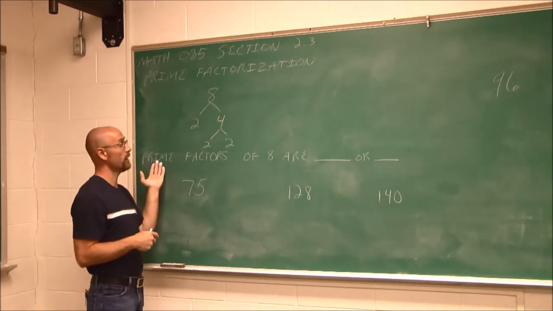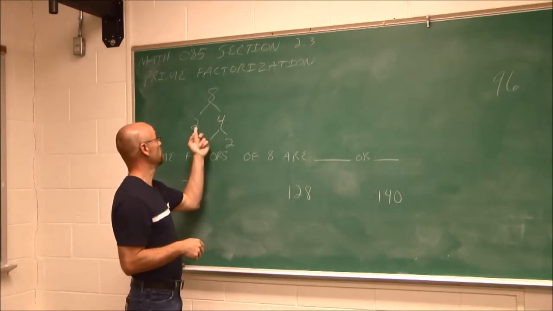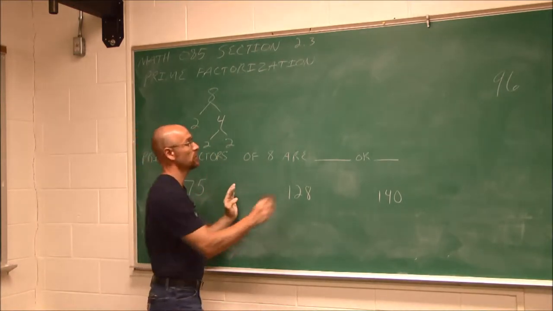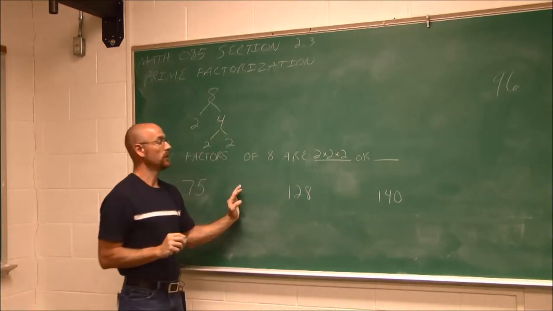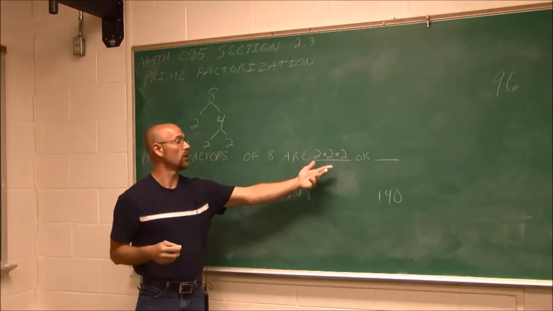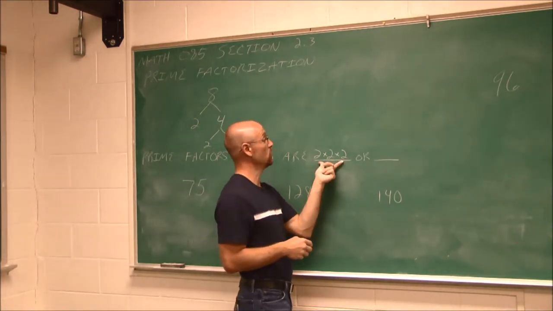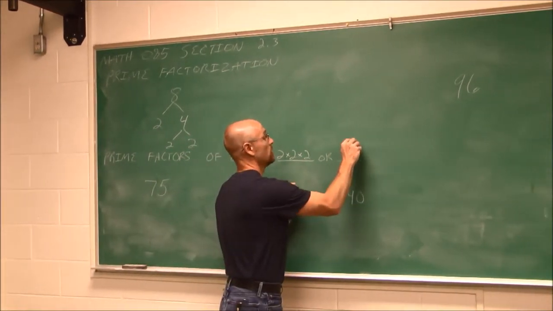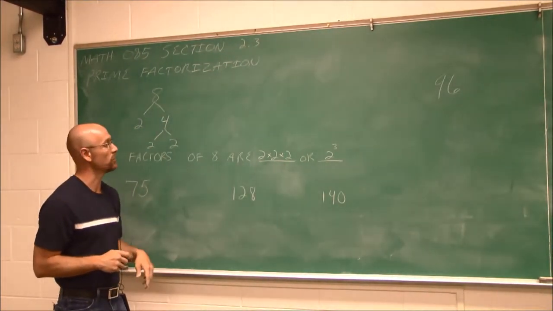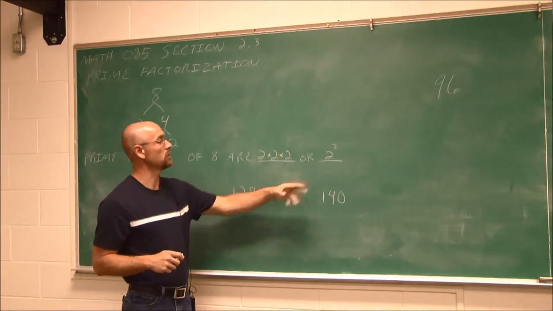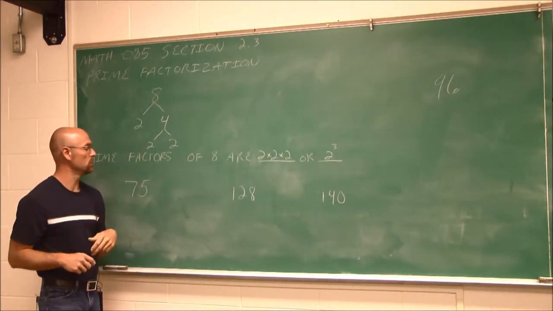So if I want to write it as the prime factors of 8, we find that it's 2 times 2 times 2. These are prime numbers. They're all 2, and 2 is a prime number. Or we could write it as 2 cubed, if we recall our rules of exponents that we introduced in chapter 1. 2 times 2 times 2, well, that's 2 cubed. So the prime factors of 8 are 2 cubed.